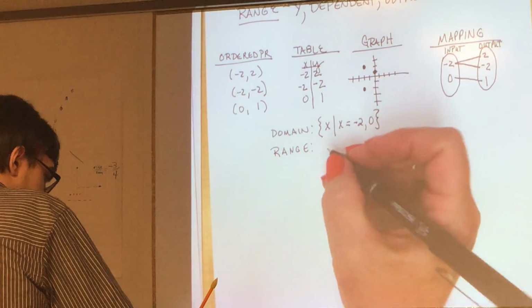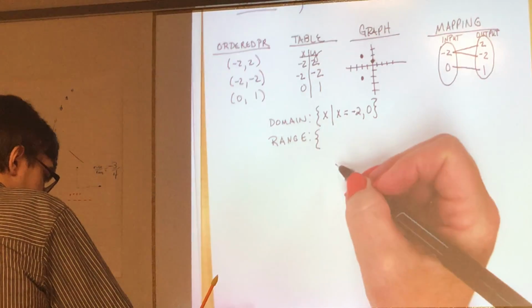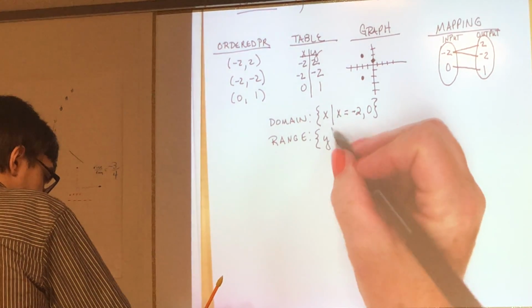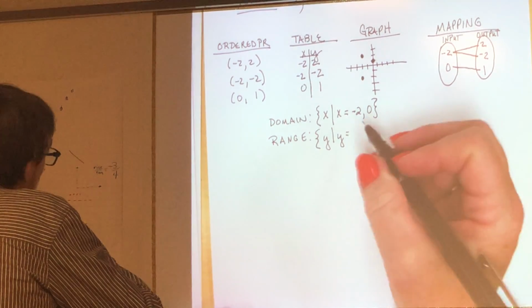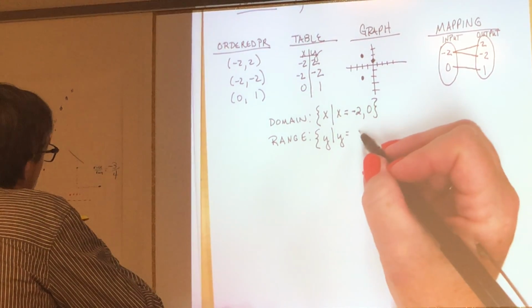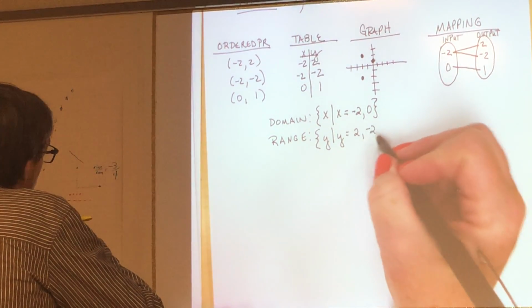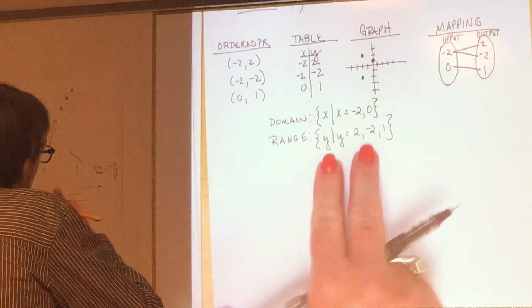All right. What about my range in proper set notation? What's he going to say? Any y such that y is equal to what? 1. Wait, -2. 2, -2, 1. Negative 2, and 1. Okay, so yes, this is right.